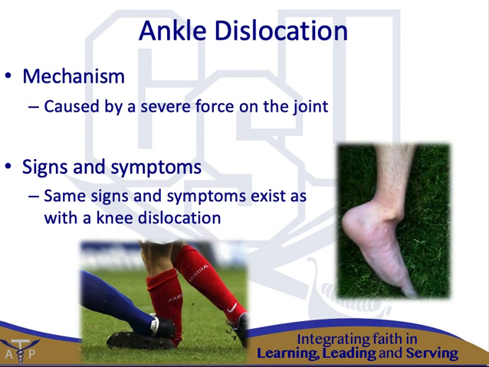Signs and symptoms are very similar to a knee dislocation. We have severe pain. Typically, the athlete is in shock. There is deformity, swelling, point tenderness, and abnormal or loss of sensation in the affected limb's toes. And the athlete cannot move that joint.